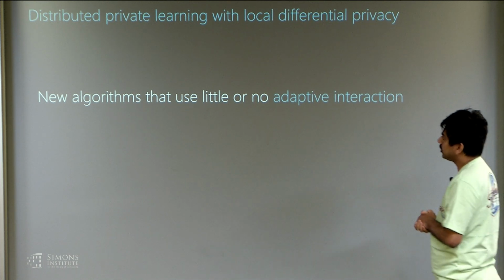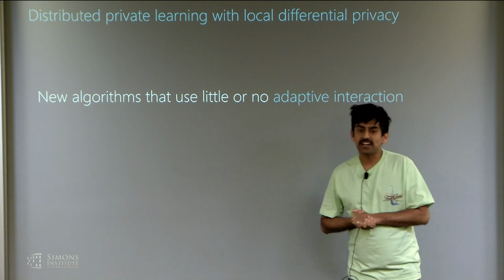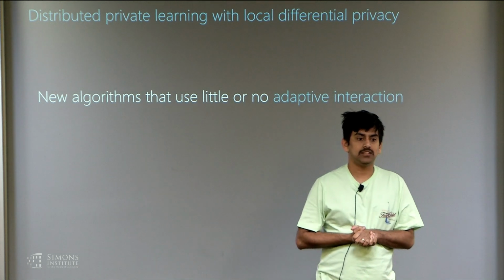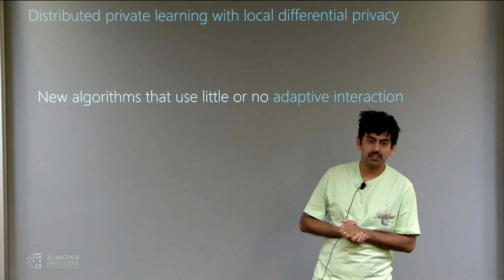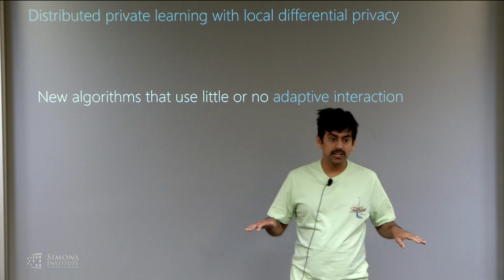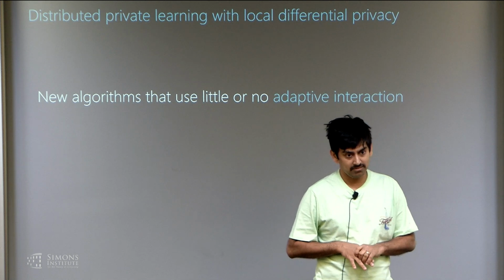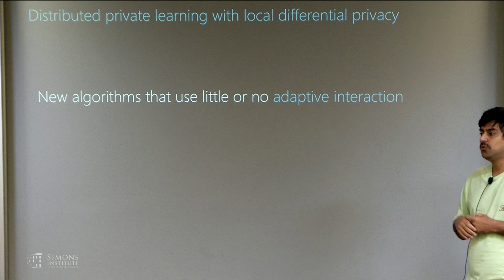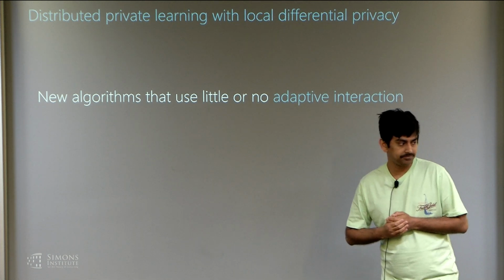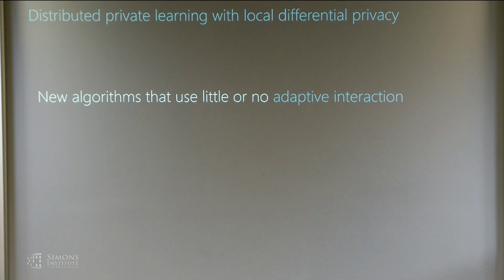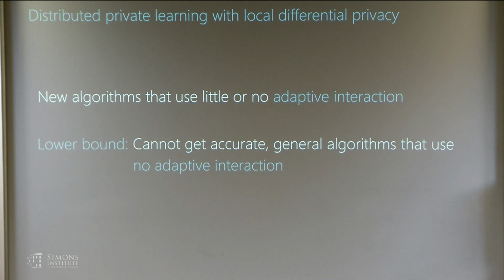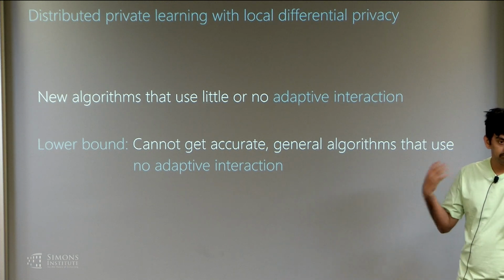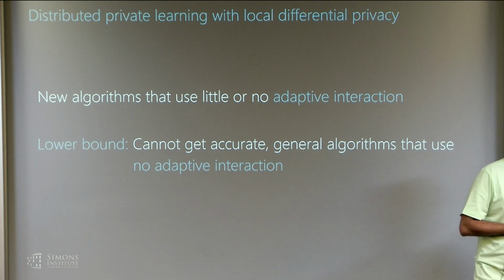First I will show an algorithm that uses little or no adaptive interaction. In particular, if you have learning problems or ERM problems which are one-dimensional or constant dimensional, you can do it completely in parallel without any interaction. But if you go to slightly higher dimensional regimes, you would require some degree of adaptivity. And the natural question is, is it necessary? Well, the lower bound says that you cannot get accurate and general algorithms that use no adaptive interaction. So adaptivity is in some sense necessary.